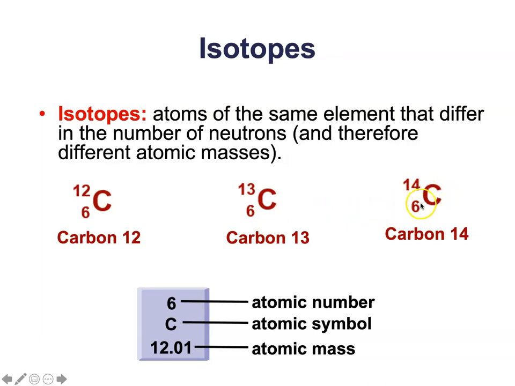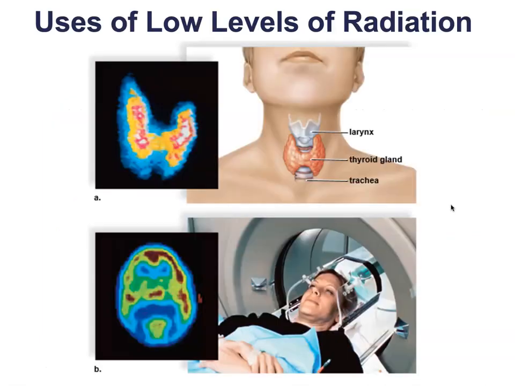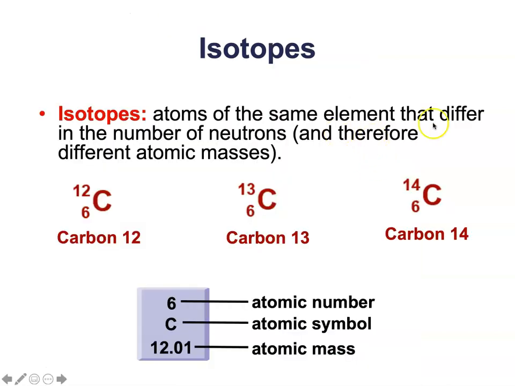Carbon-14 again has only 6 protons, but we have 14 for our atomic mass. So we take our atomic mass minus our atomic number, and that gives us the remaining amount of neutrons found in that particular atom. The reason that we care about this is that isotopes can actually be incredibly useful to us. Many isotopes are not actually stable. So if we start adding a bunch of neutrons into the nucleus, we can destabilize that atom as a whole. And we can form what are known as radioactive isotopes.